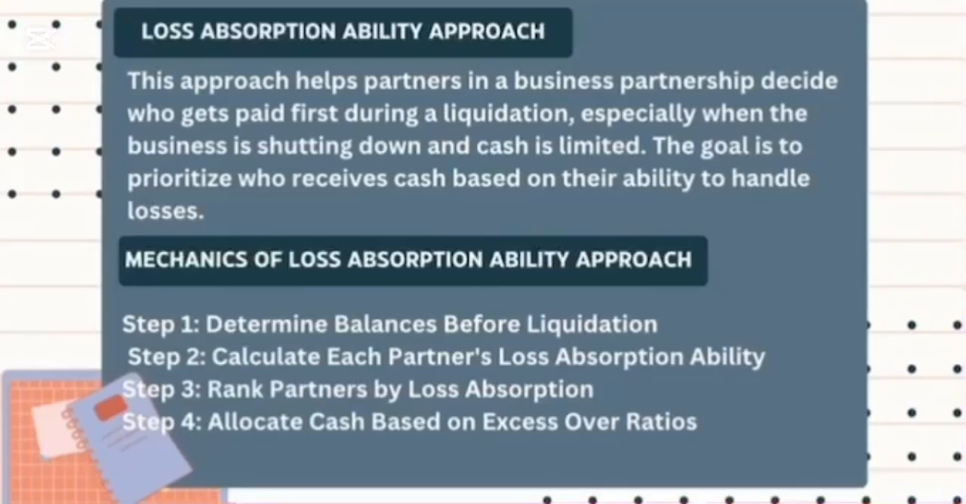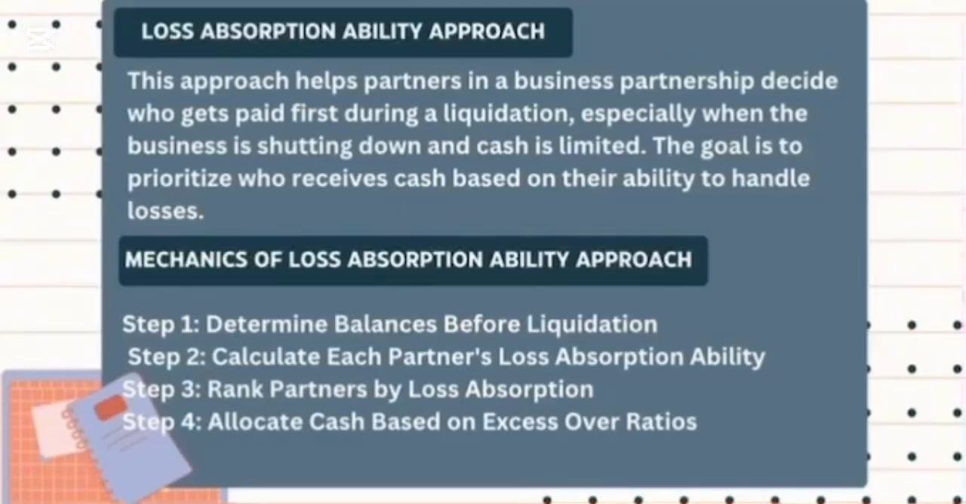Step 4. Allocate cash based on excess over ratios. We start distributing cash based on how much excess each partner has over others. We use percentages based on the profit and loss sharing ratios to determine exact amounts. For example, if Co has an excess of 25,000 pesos over Tan, we calculate Tan's share as 7,500 pesos using Tan's 30% share in profits and losses.